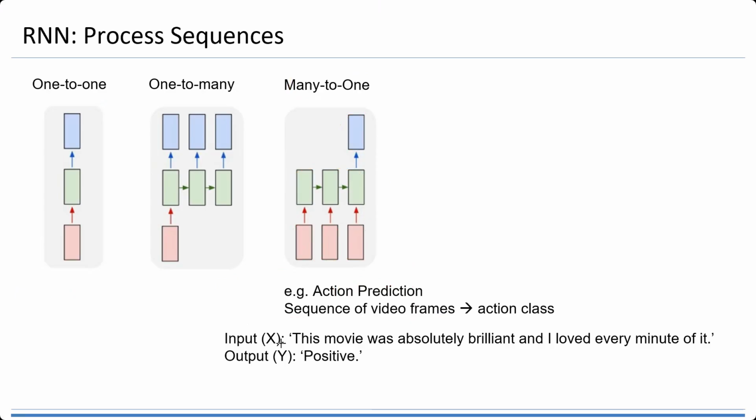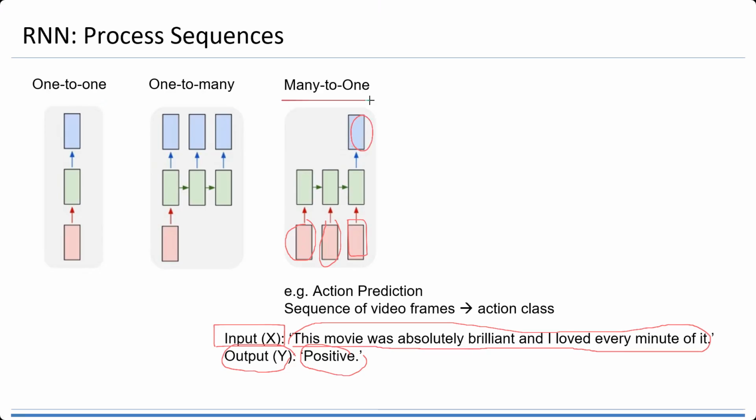In text analytics, we can use this for sentiment analysis. For example, if the input X is "the movie was absolutely brilliant and I love every minute of it," then there are many words here. The output is only the sentiment, which is 1, positive. We call this many to one.